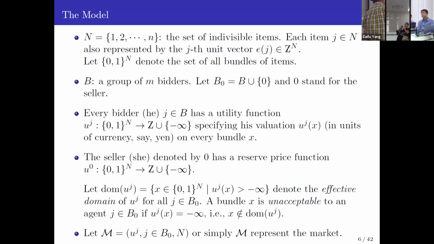Also, the seller has a reserve price, so we allow the possibility that some bidder, or some seller, might not want to have his own atom at all. So we also allow this. Here, with this domain, any atoms whose value is above minus infinity, that is finite, we call the effective domain. And anything whose value is minus infinity is unacceptable. So we allow such a possibility.